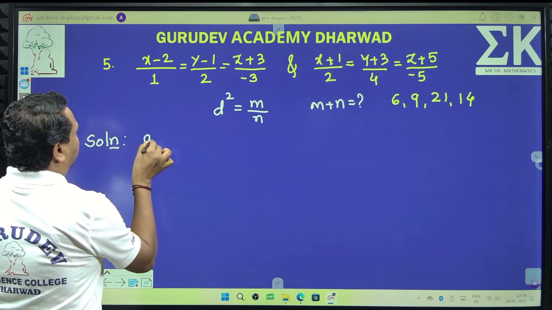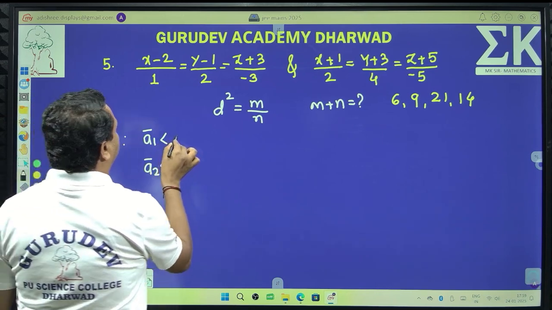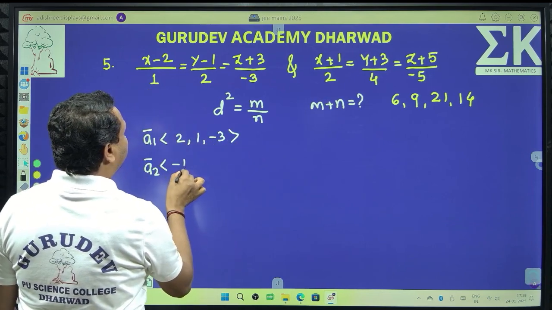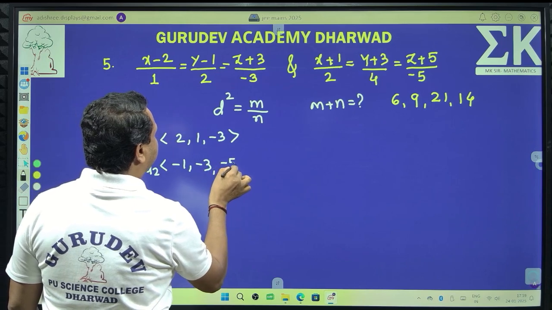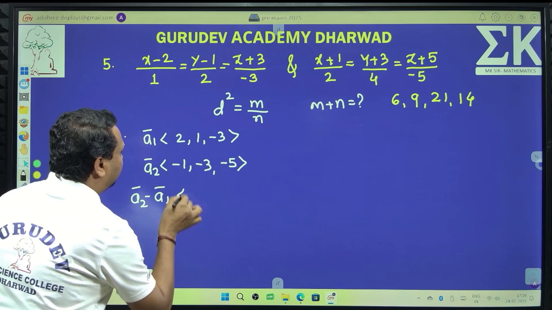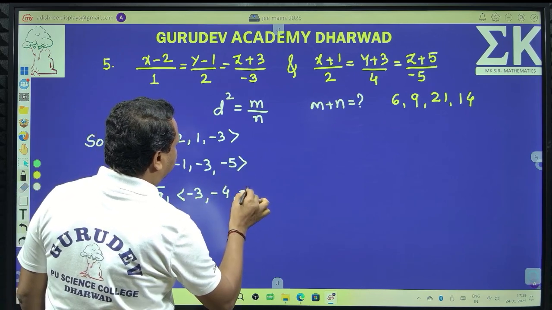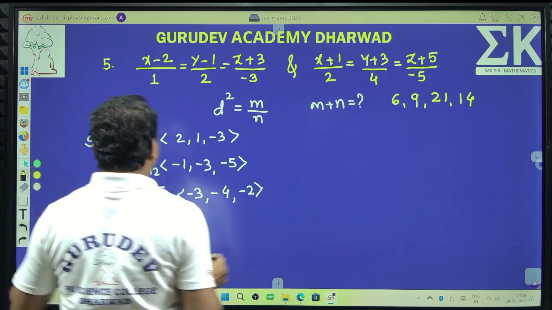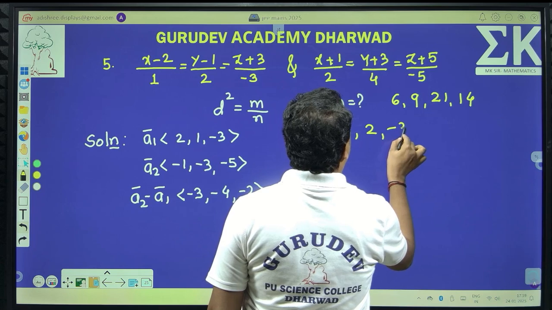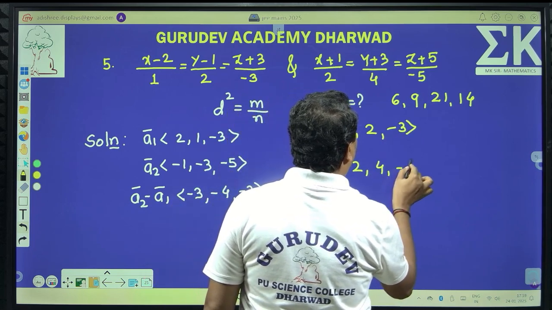First, calculate or understand what the passing points are. Clear? What are the passing points? 2, 1, minus 3. And minus 1, minus 3, minus 5. Then what is A2 minus A1? Minus 1 minus 2, minus 3 minus 1, minus 5 plus 3, that is minus 2. Done? Then understand the parallel vectors. What is the B1 vector? 1, 2, minus 3. What is the other vector? 2, 4, minus 5.